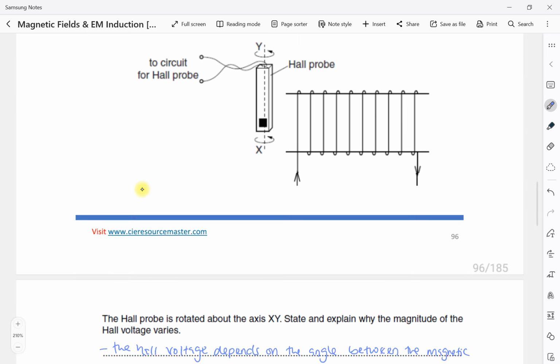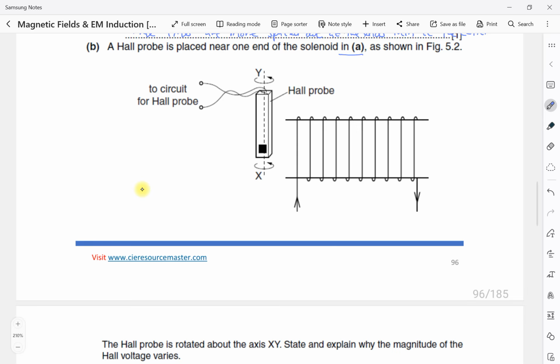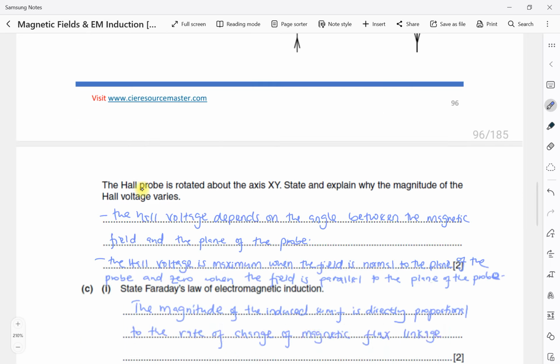So in the process of moving the coil, of course, the field weakens as we move away from the solenoid. So it means that when you move the coil towards or away from the solenoid, there is a change in magnetic flux linkage because the magnetic field is not constant towards and away. It becomes weaker as we move away from the solenoid.